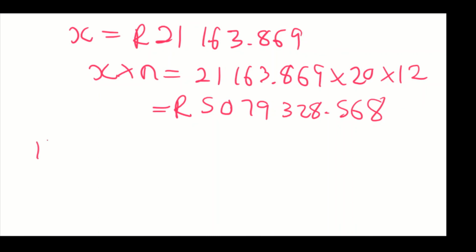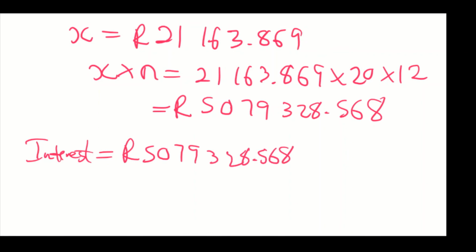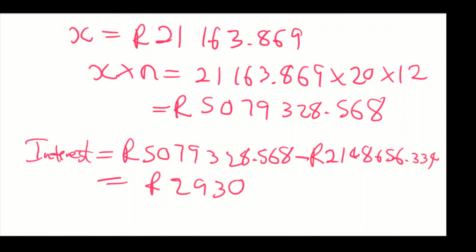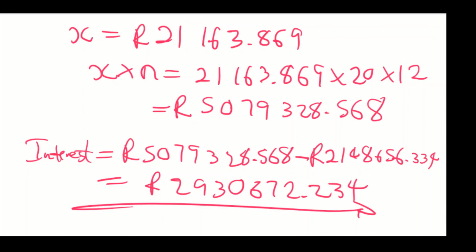So we want to find the interest that the bank made. So you're going to say 5,079,328.568 minus the initial value of the loan, so it's 2,148,656.334. So the interest that was made was 2,930,672.234. So this is the interest made.